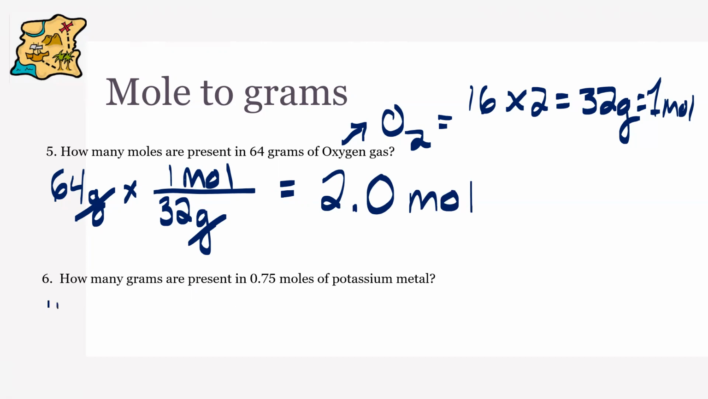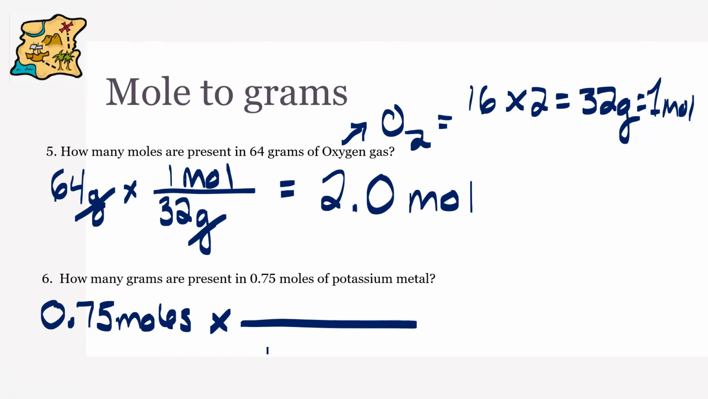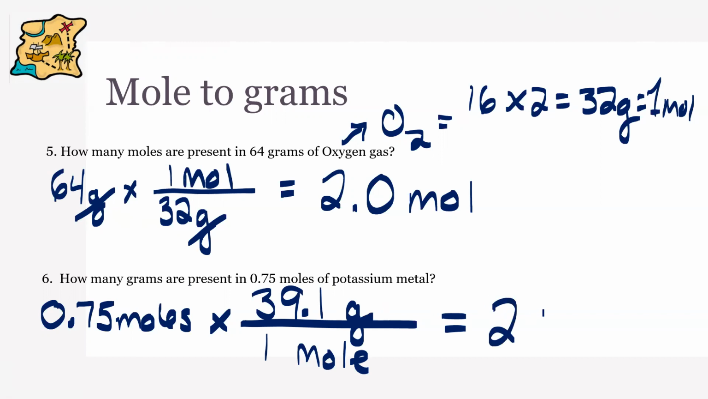For the next one, we're starting with 0.75 moles. And in this case, we have potassium metal. So we'll put 1 mole on the bottom to cancel out mole. We look up what potassium metal is, and we see it's 39.1 grams on the periodic table. Again, this is representing its molar mass, or how many grams 1 mole of it would weigh. When we multiply across to get our answer and round it, we should get 29 grams, which should make sense because 29 should be about 75% of 39.